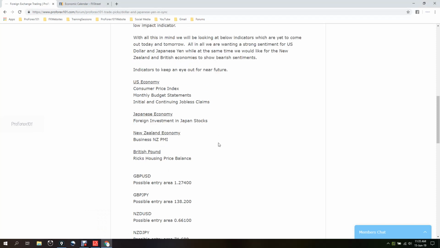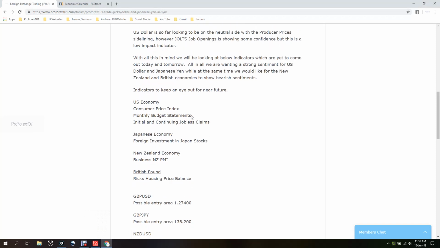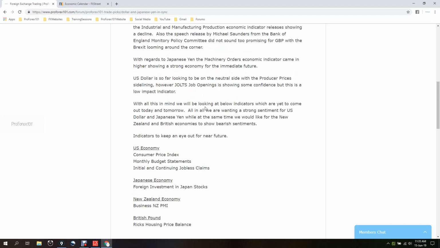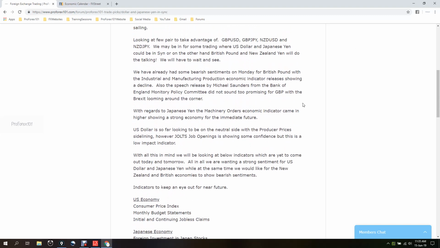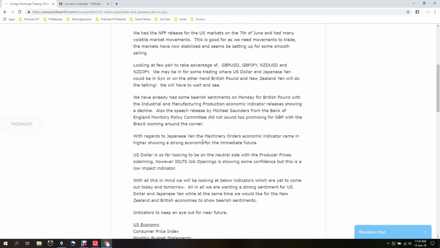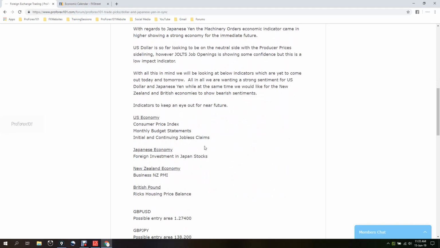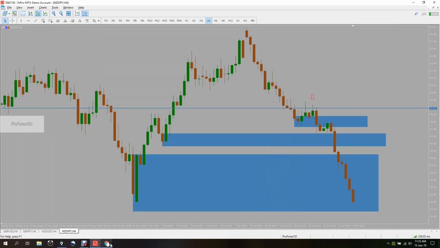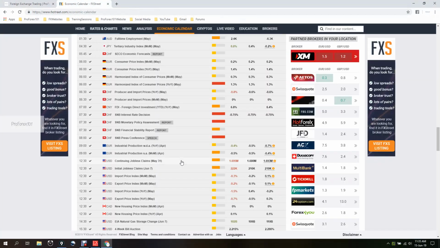So we were keeping an eye. When we initially got into the trades, guys, with what I wrote down here, we were already in favor for our trades. Okay, so we were like, okay, things are looking good for us, and then we want to see how these economic indicators come in. Let's have a look at them to see if they were in our favor.